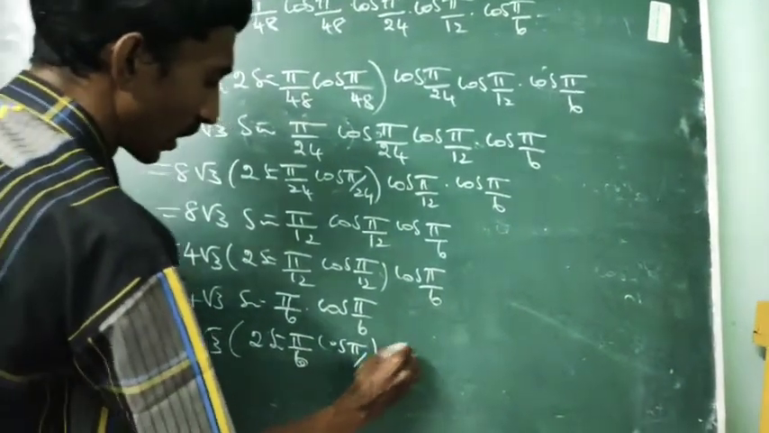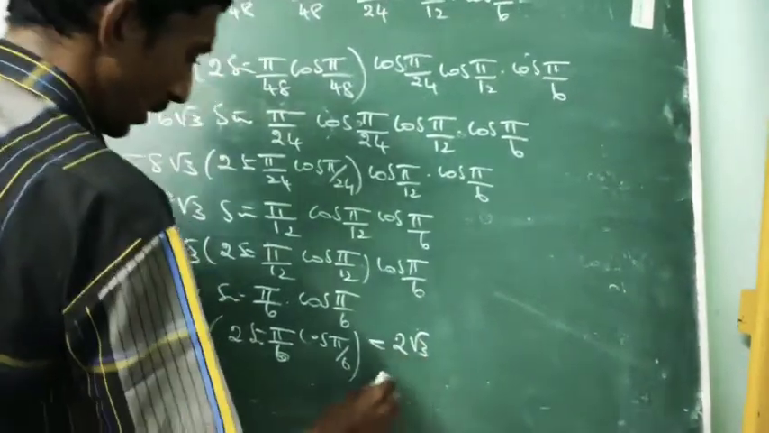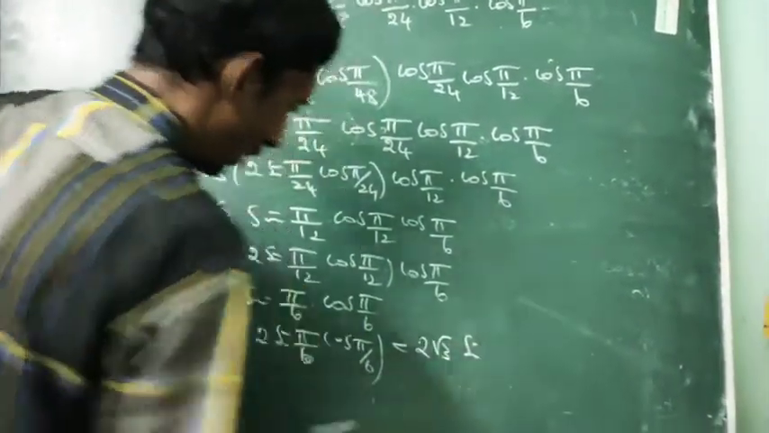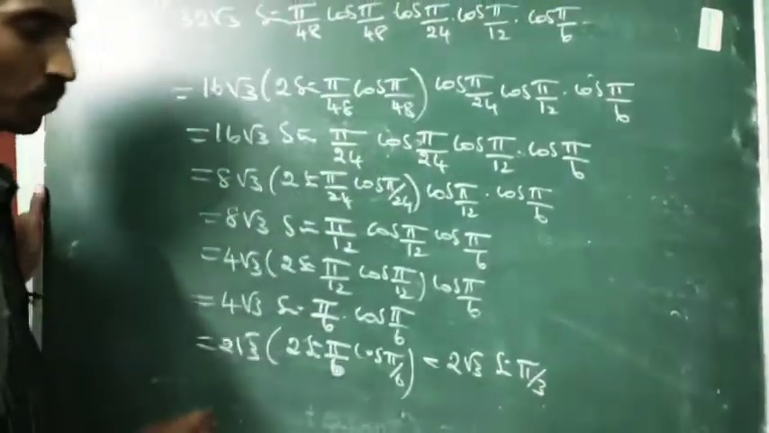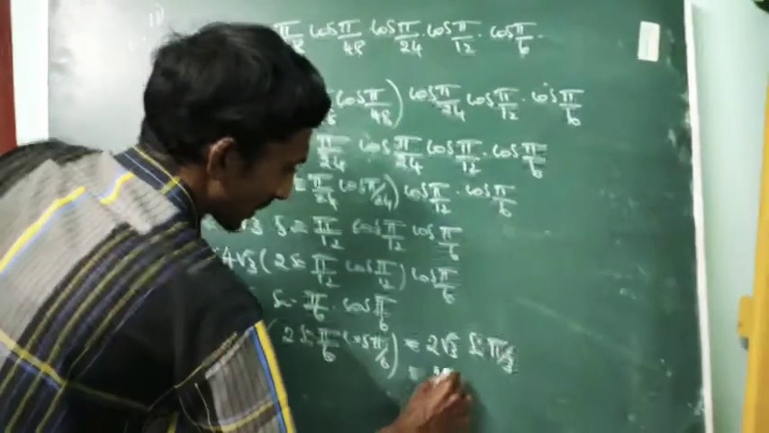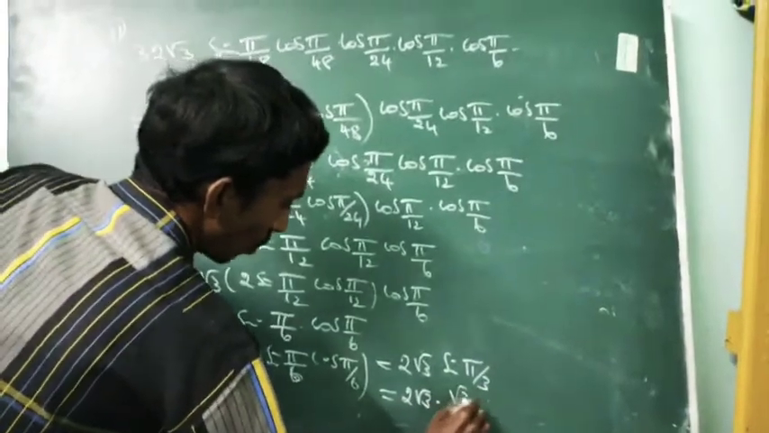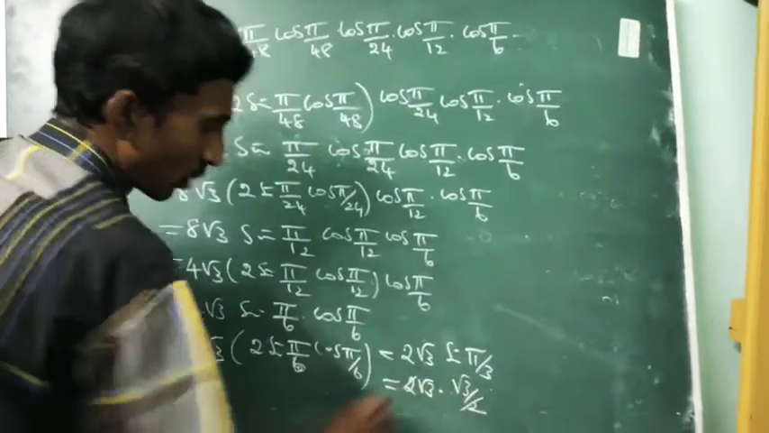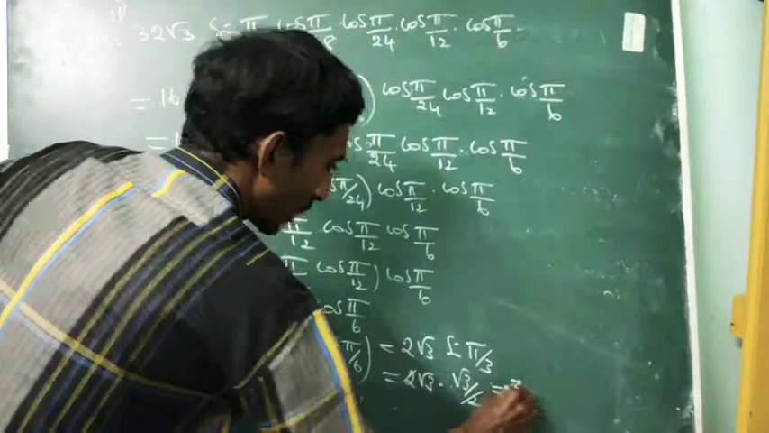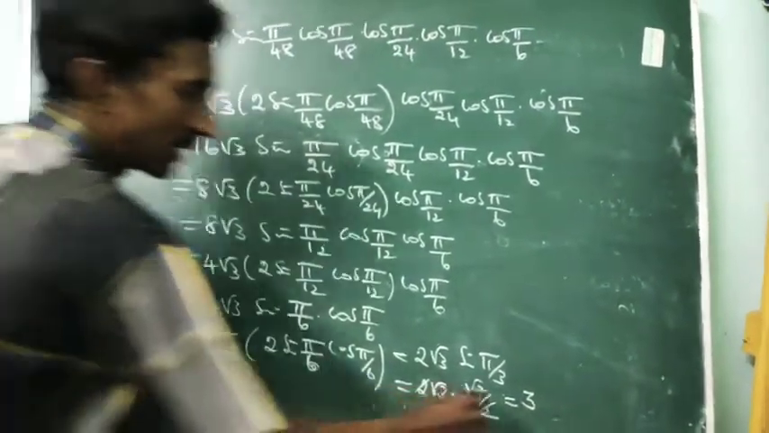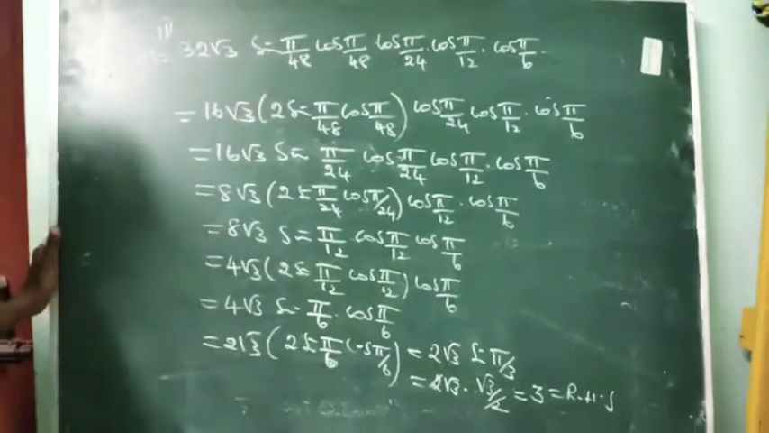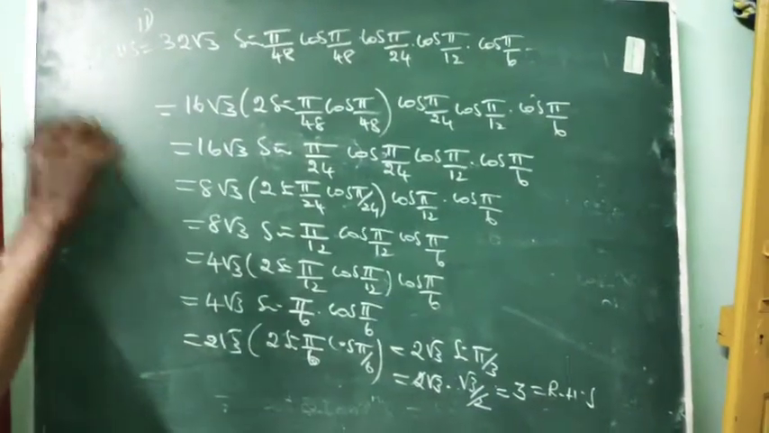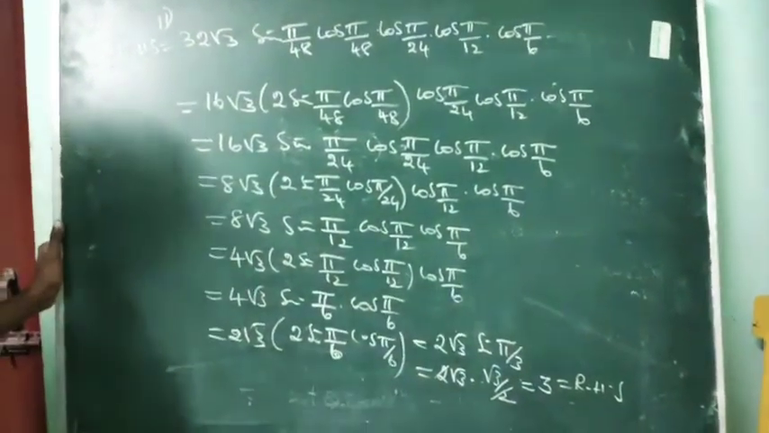So it is equal to 2 root 3 into sin 2 pi by 6, so that is pi by 3. So sin 60 degree is root 3 by 2. So 2 cancels. Root 3 into root 3 is 3. That is the RHS. So repeatedly we are using the identity 2 sin theta cos theta equal to sin 2 theta.